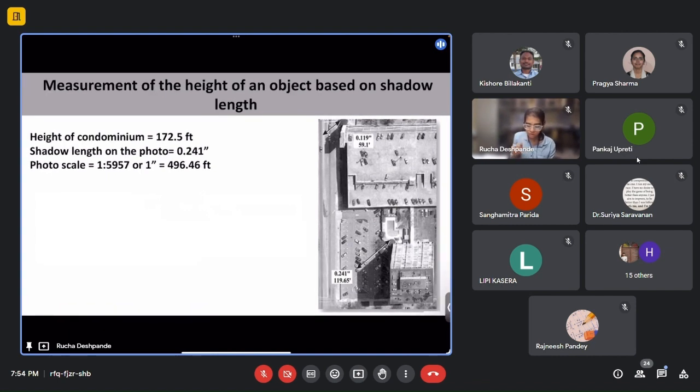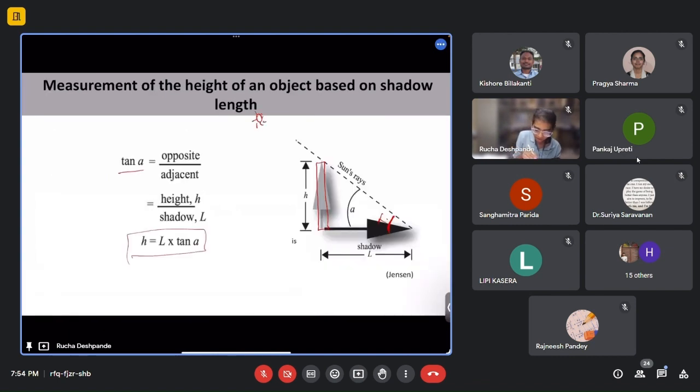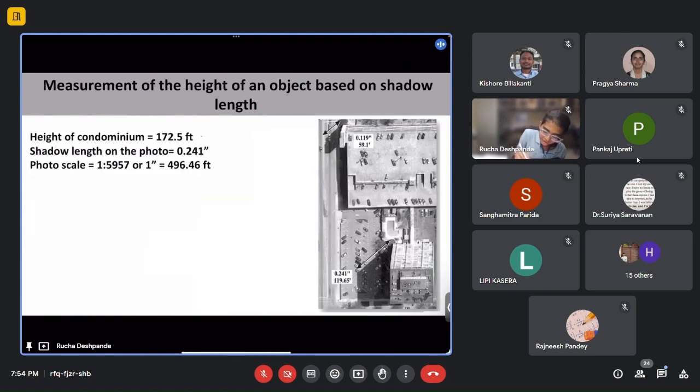Even if we do not know this angle, tan alpha, we can use this concept to find the height of unknown objects in a picture if one of the heights is known. Here in this figure, this is the condominium. The height of this condominium is known to us from before. This is 172.5 feet, and the shadow length on the photo is 0.241 inches, and this is the photo scale. So in the photo it's these many inches.